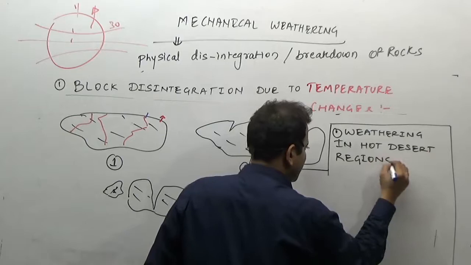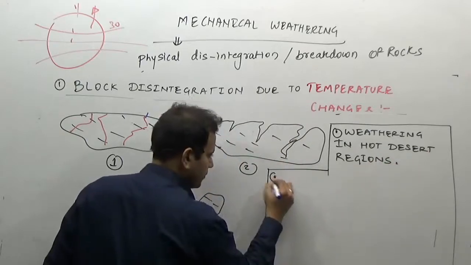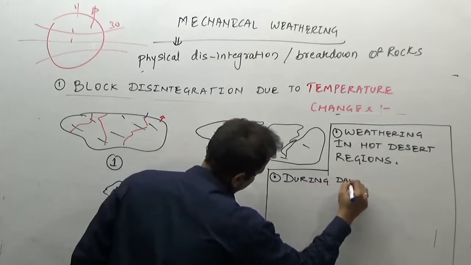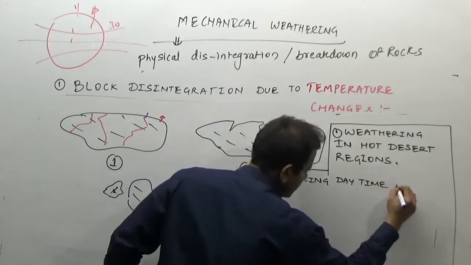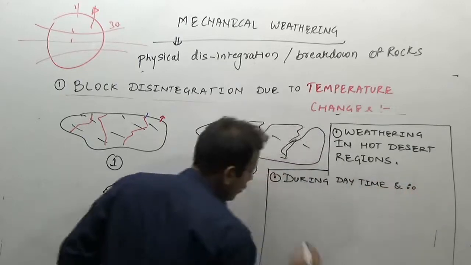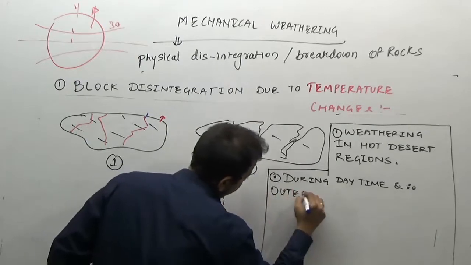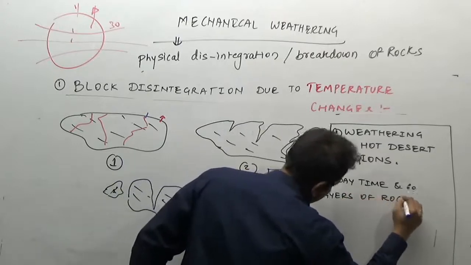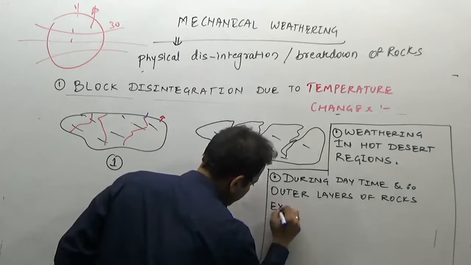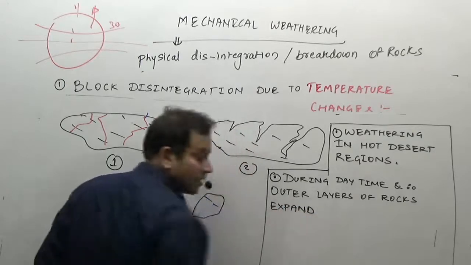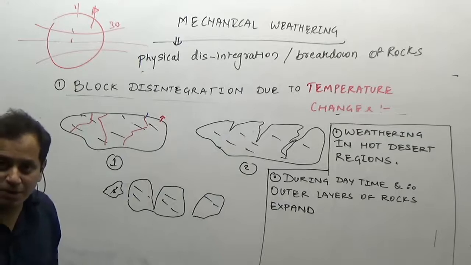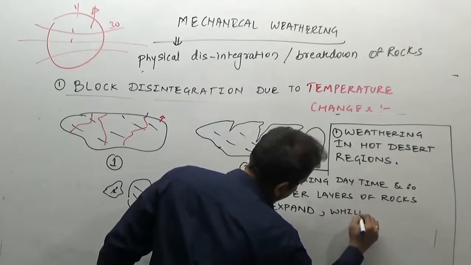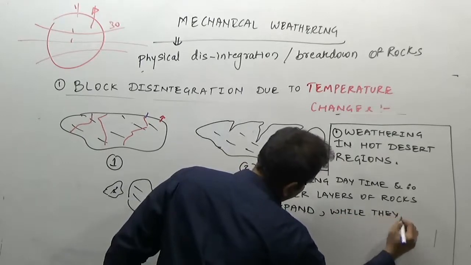What happens in the hot desert regions? During the daytime, there is a high amount of insolation, and therefore the outer layers of the rocks expand, while in the desert during the night time there is a sudden fall of temperature because it does not have a cloud cover, so they contract during the night time.